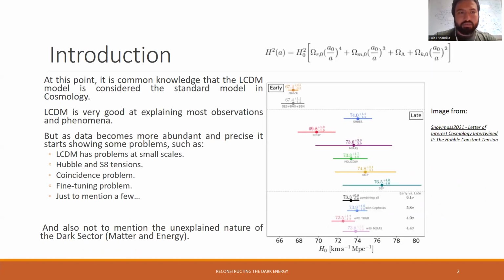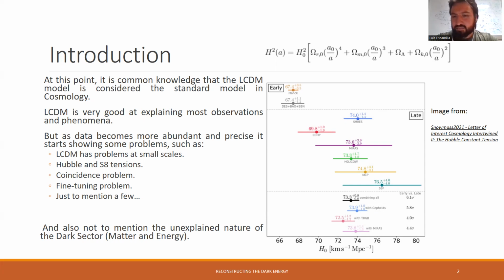So, as a brief introduction, let me talk to you about the standard model of cosmology, ΛCDM. This model is considered the standard one because it explains most observations and most phenomena. But as I'm sure we all know, as data becomes more abundant and more precise, we are starting to see problems with the standard model ΛCDM, such as its problems at small scales. We also have the famous Hubble and sigma tensions. We also have the coincidence problems, the fine-tuning problem, and one of the most important ones is that we don't really know what dark energy and dark matter are, which is the dark sector of this model.